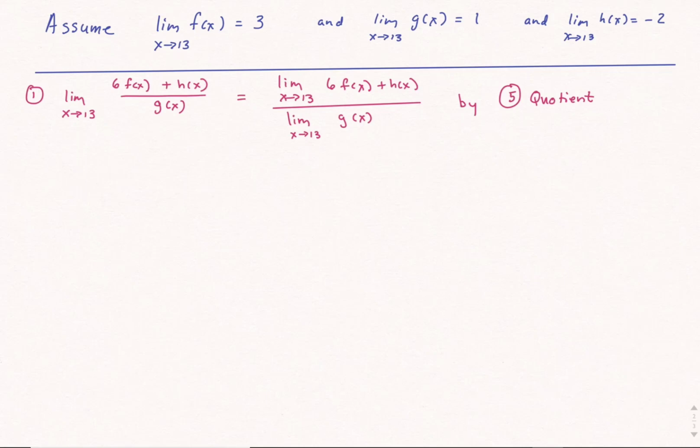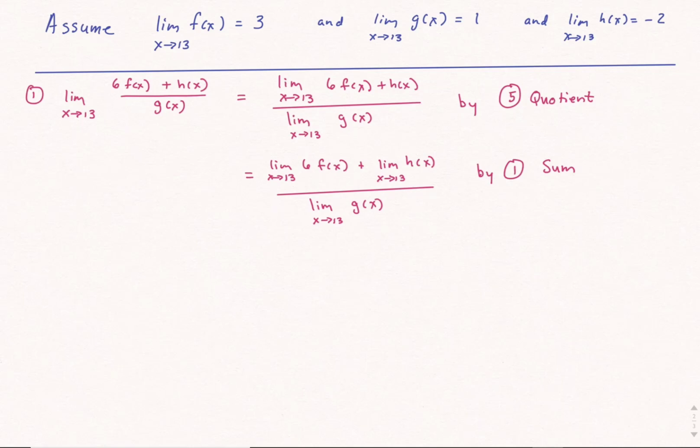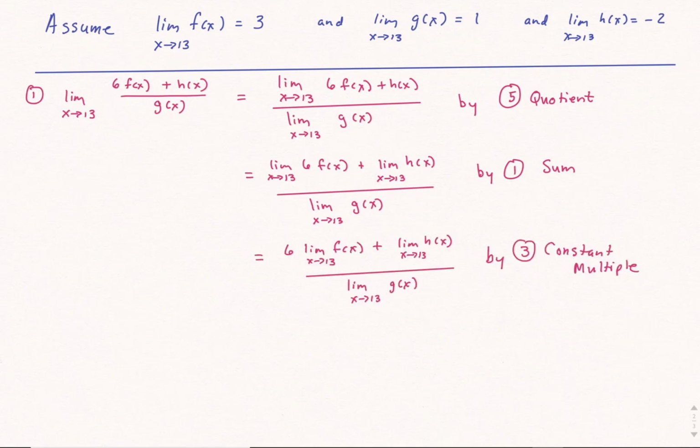The next thing I'm going to do is, with my numerator, I'm going to use the sum limit law. The last step will be to use the constant multiple limit law. And now we simply plug in the numbers to get our final answer.